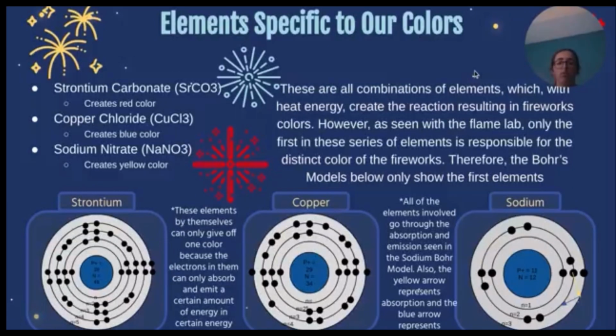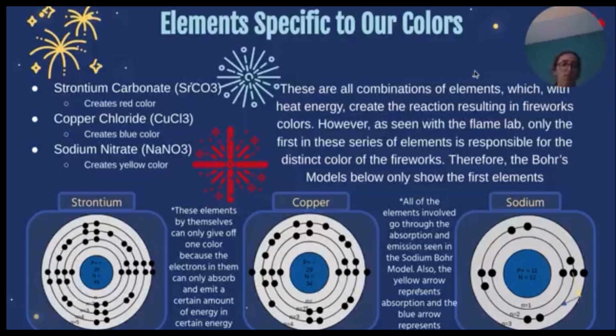So with energy, strontium can only create red visible light, copper can only create blue visible light, and sodium can only create yellow visible light. This is because the electrons in the elements can only absorb and emit a certain amount of energy, and when they absorb and emit energy, they're limited by the energy levels that they can go to. So in terms of absorption and emission, all of the chemicals involved go through those things.